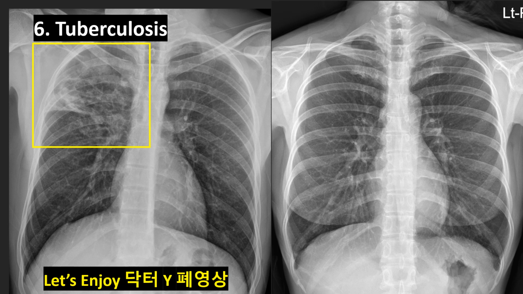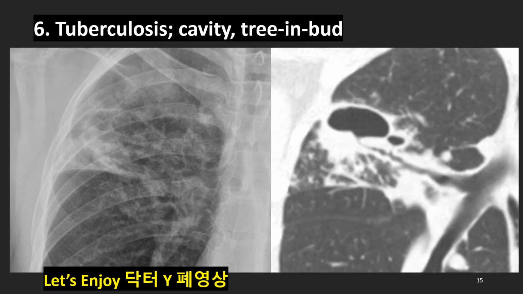Right upper lobe looks strange. Something unusual. What's that? Increased opacity with some cavities. Side-by-side view of chest X-ray and CT scan of right upper lobe, coronal view. We see a 3 cm cavity with irregular, thickened right upper lobe bronchus, and also tree-in-bud patterns. This is tuberculosis.